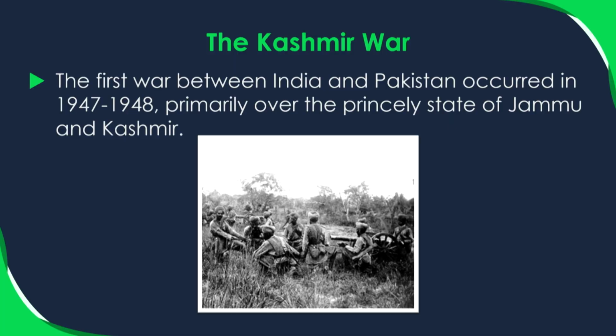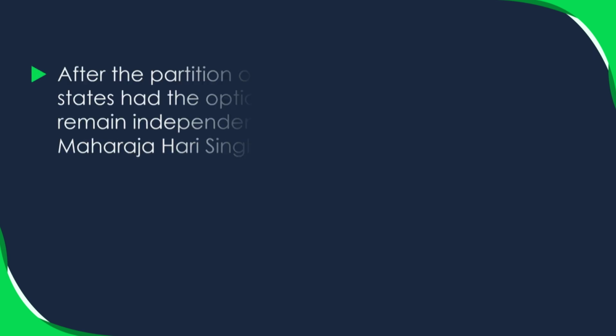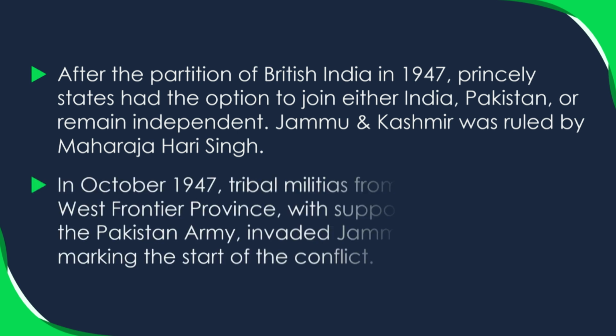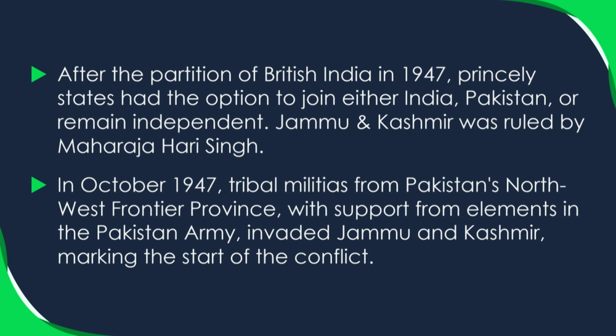Let us discuss the Kashmir War. The first war between India and Pakistan occurred in 1947 to 1948, primarily over the princely state of Jammu and Kashmir. After the partition of British India in 1947, princely states had the option to join either India or Pakistan or remain independent. Jammu and Kashmir was ruled by Maharaja Hari Singh. In October 1947, tribal militias from Pakistan's North-West Frontier Province, with support from elements in the Pakistan army, invaded Jammu and Kashmir, marking the start of the conflict.